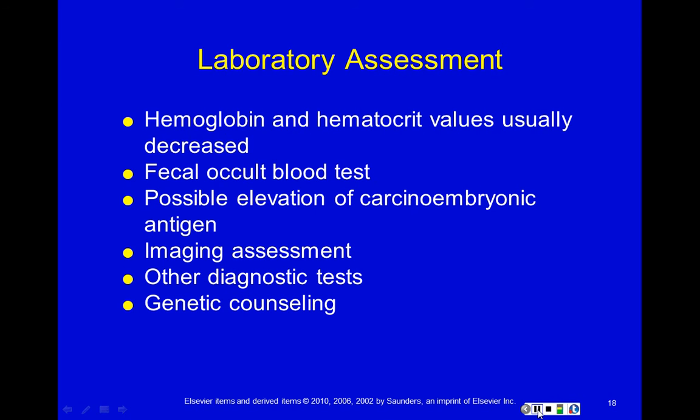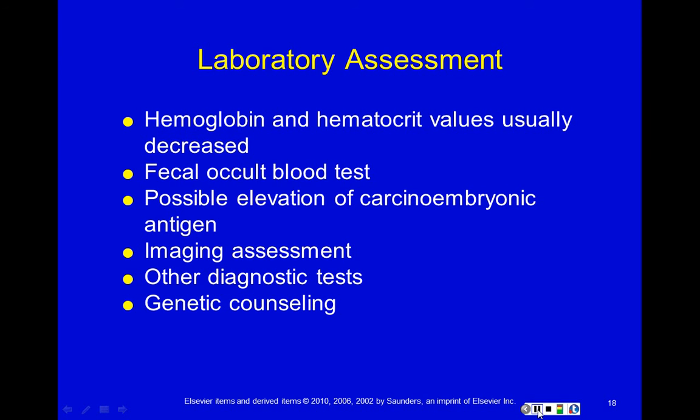These patients may provide the lab with a stool sample for testing. This test is done to assess and determine if blood is present in the stool. It's not diagnostic in determining the location of the tumor, but it is diagnostic in letting the doctor know that there is blood in the stool and then determining where that blood is originating.